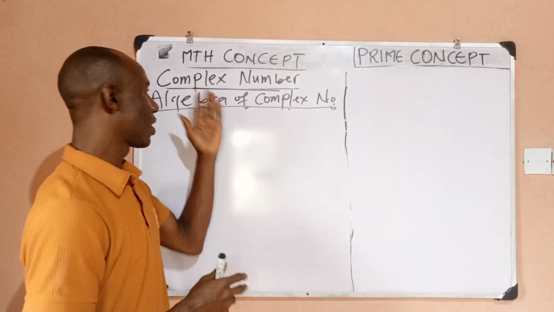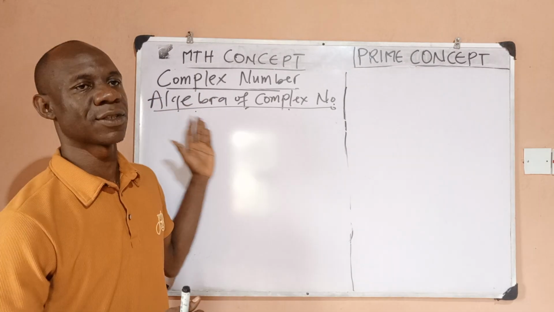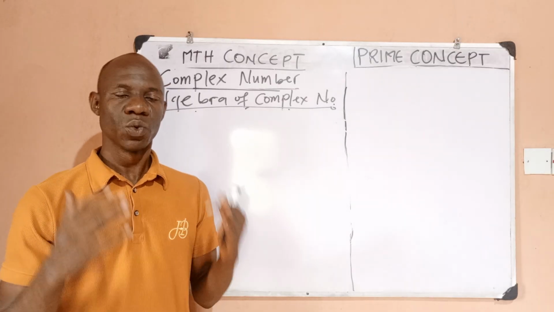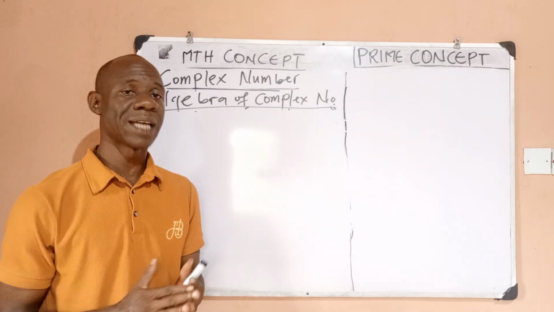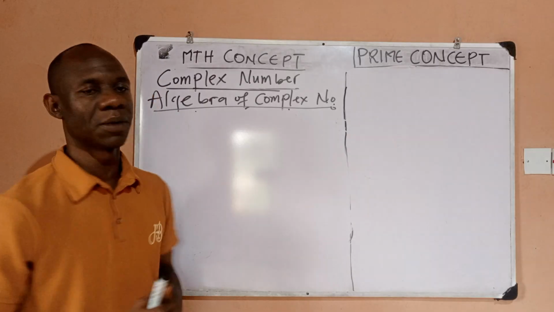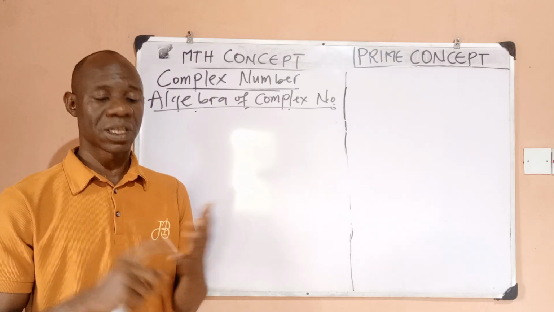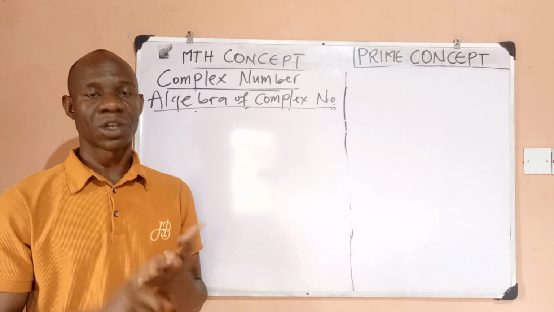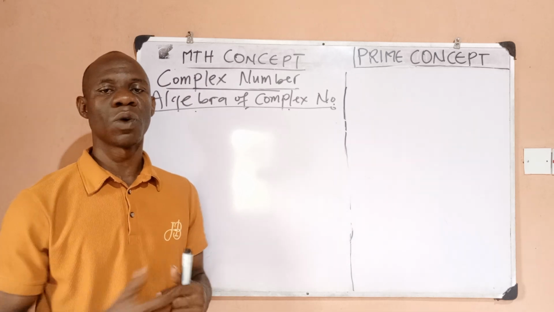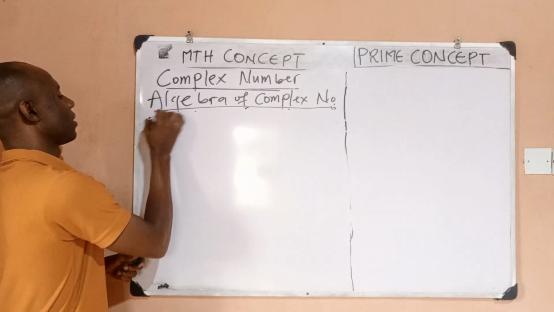So we're still considering the concept of complex number. In this video we'll still go further to look at some more algebras of complex number. In our previous video we introduced complex number. We looked at algebra, the various operations that are carried out in complex number. We talked about equalities first, then we considered addition and subtraction of complex number. In this video, we want to look at multiplication of complex number as an algebra.